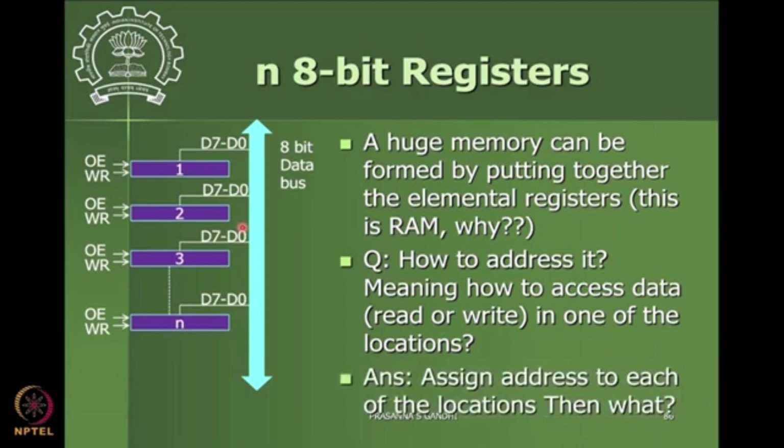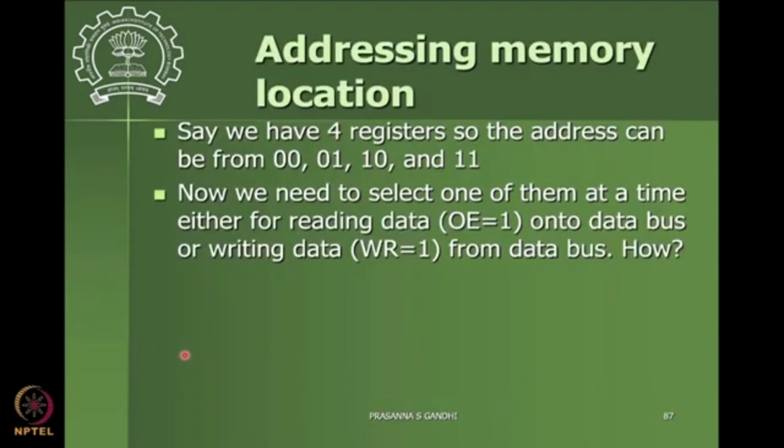Now, to give an address to each of these registers, we need to create some more logic here. Say we have 4 registers, just for example, and the addresses are 00, 01, 10, 11. So there are 4 binary addresses addressing these 4 registers.